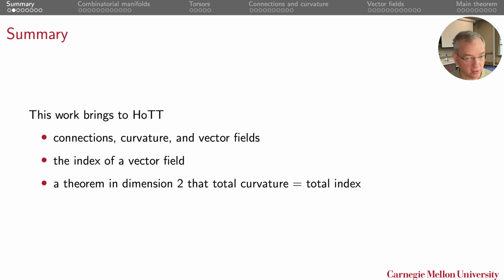index of a vector field. And we use all those elements to prove a theorem in 2 dimensions that the total curvature is equal to the total index. Now, where does that come from?